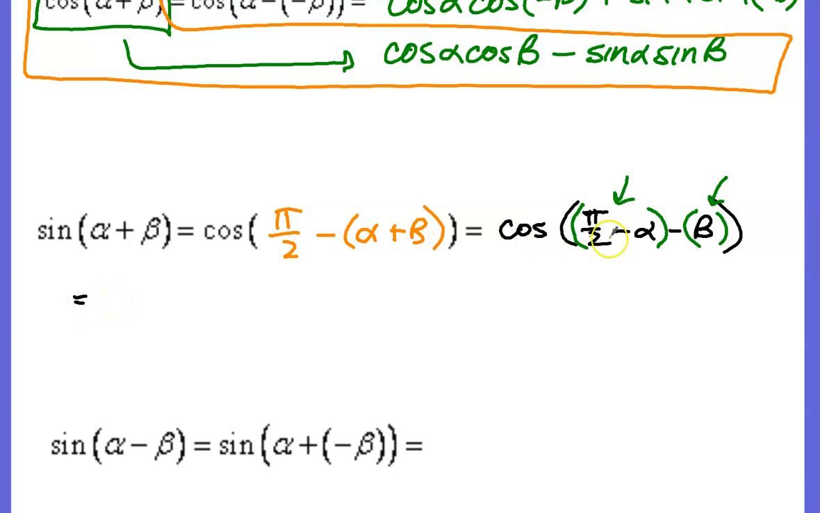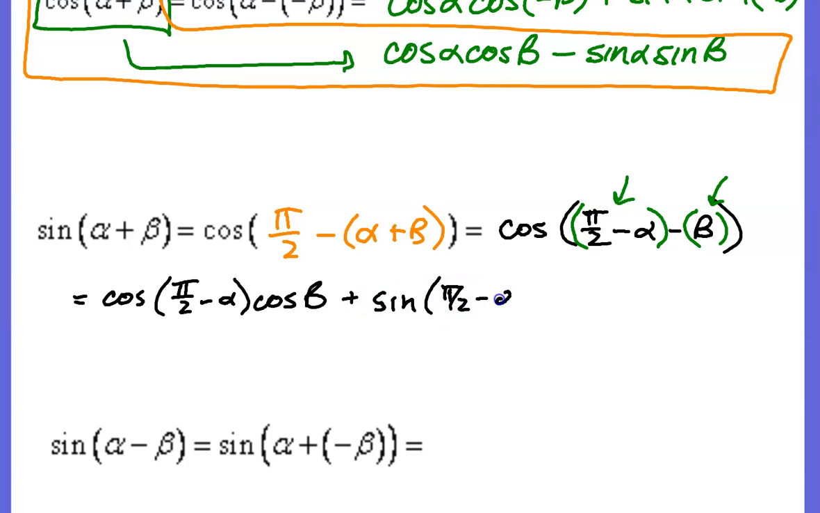Okay, so then I'm going to do my cos. So remember, here's your first angle, here's your second. So cosine of a difference is cos of the first angle. The whole first angle is pi over 2 minus alpha times the cos of the second. Because it's subtraction, it's plus sine of the first angle times sine of the second.